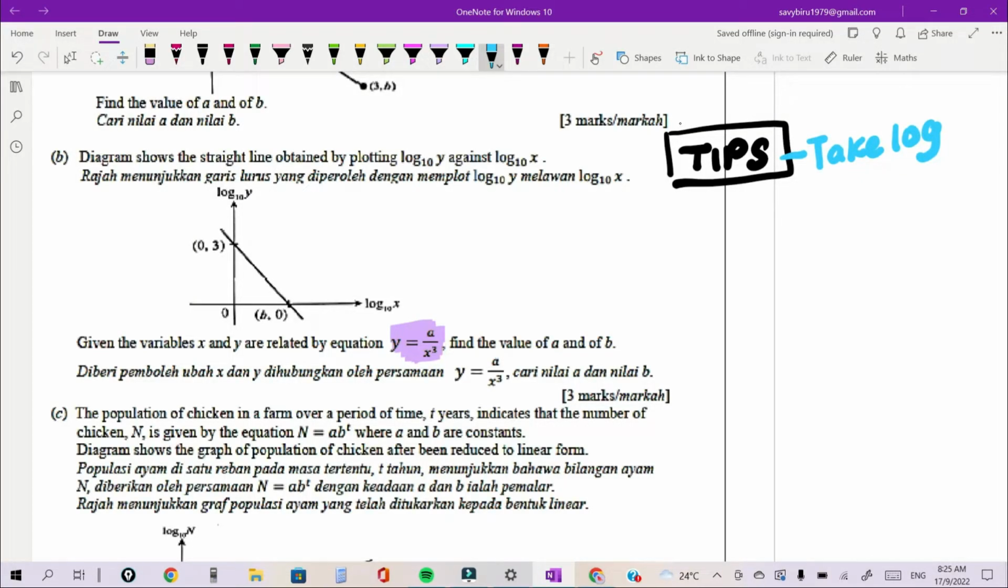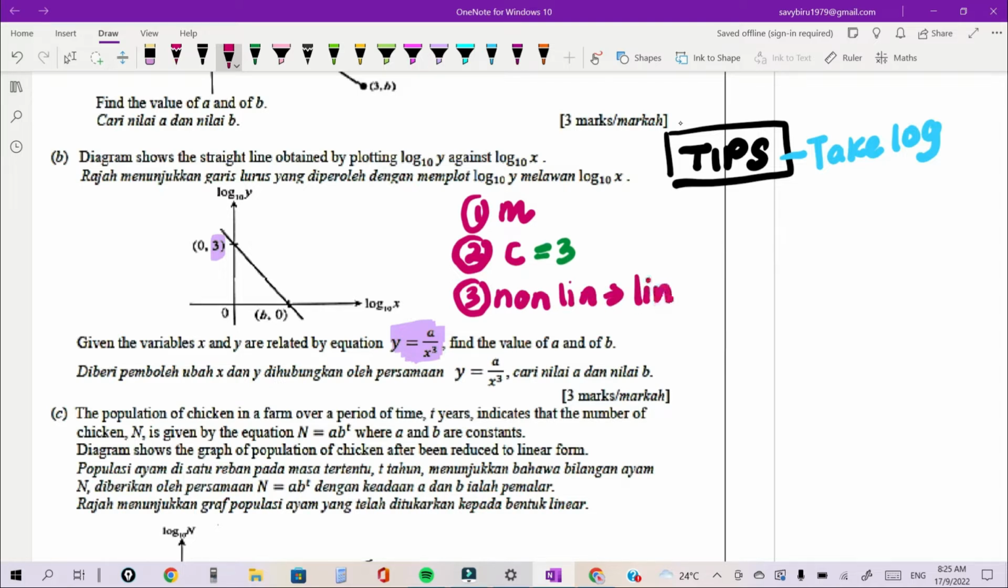As I said, your first step is always to calculate the gradient, if possible. But in this case, we cannot find the gradient, because we don't have a complete point. Next step is to determine the value of C, the y-intercept. For this one, C is given, that is 3, so the y-intercept is 3. Our third step is to convert the non-linear form to linear form.